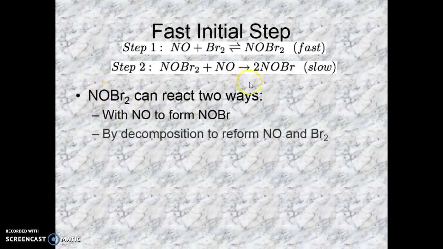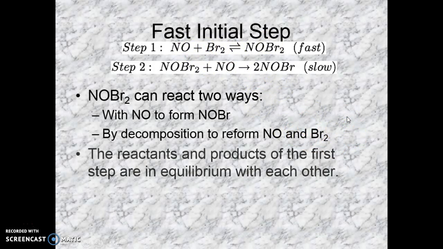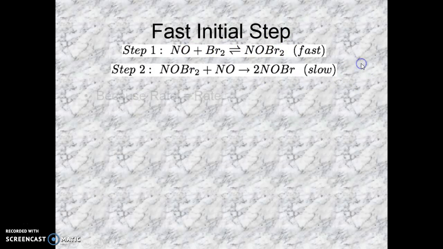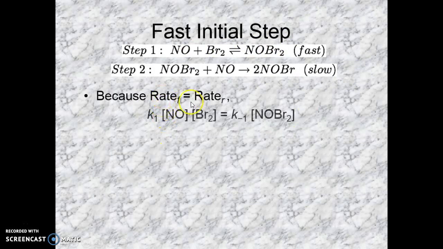Since NOBr2 can react in two ways, it can react with the NO or it can go backwards. It can decompose to give us our reactants. The reactants and the products of the first step are in equilibrium with each other. Okay, so we can say the rate of the forward reaction is equal to the rate of the reverse reaction. So what does that mean? Because these two rates are equal, I can write the rate laws for them.